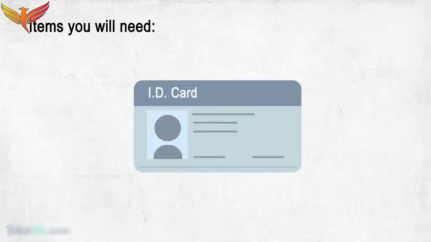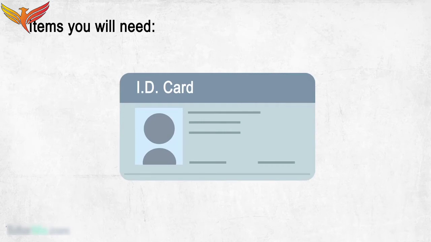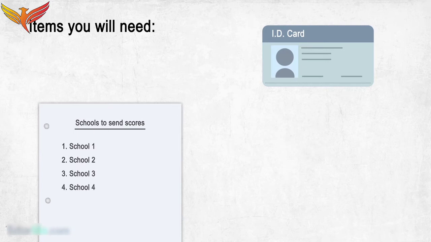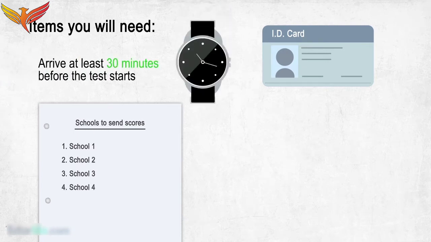Here's what you'll need on test day. Do not forget any of these items. An official photo ID, aka your license. A list of 4 schools that you wish to send your scores to. Arrive at the test center 30 minutes before your test appointment. If you arrive late, you might not be admitted and your fee will be forfeited.